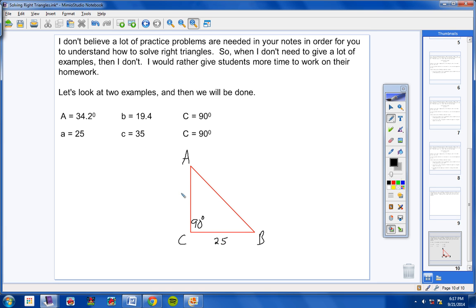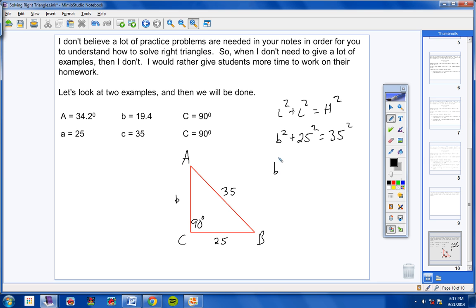Side C goes across from angle C, so your hypotenuse is 35. Now, students, in the tips that I gave you, I encourage you, if you know two sides, to use Pythagorean's theorem and find that third side quickly. So that's what I'm going to do. I'm going to use my formula, Pythagorean's theorem, L squared plus L squared equals H squared. One of my legs, this is B right here, so B squared. My other leg is 25, so 25 squared. My hypotenuse is 35, so 35 squared.